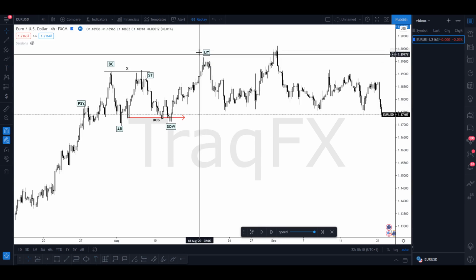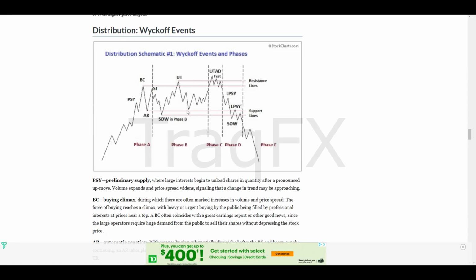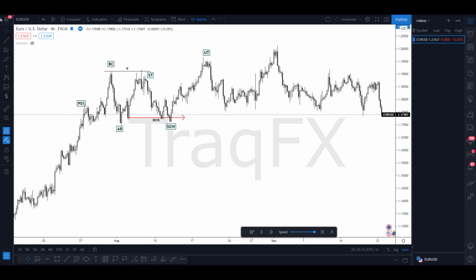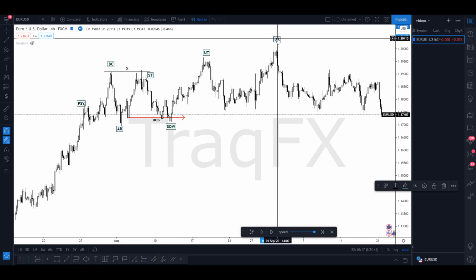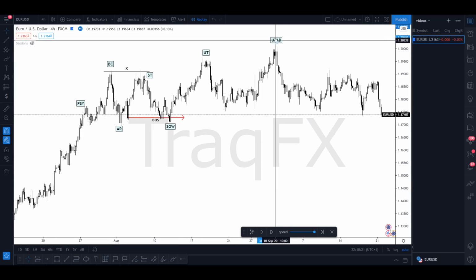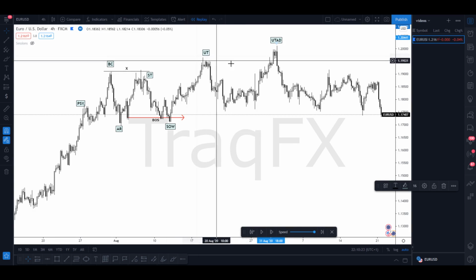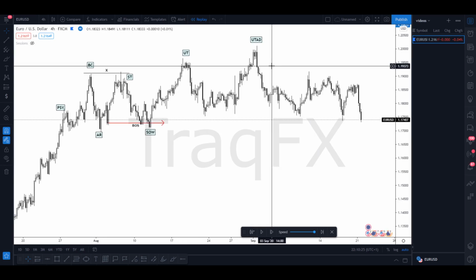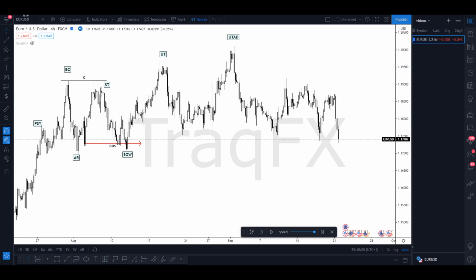And then after the UT, we can see that price ends up consolidating a little bit right here, and then we're followed with a UTAD right over here. Boom, perfect. So we're followed by that UTAD where the UTAD breaks and closes above the previous UT. Now what ends up happening is we're supposed to be getting a UTAD test, right?